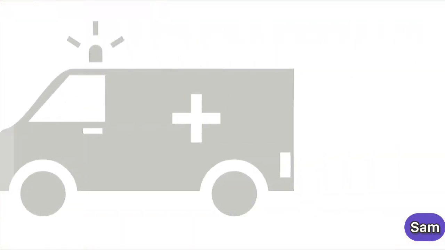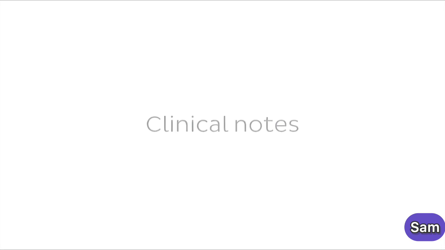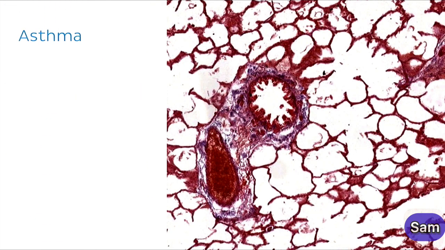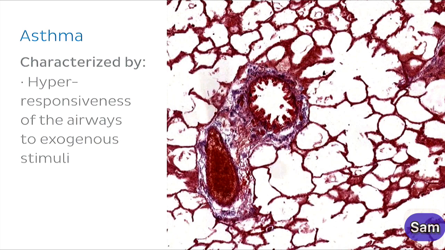We're almost done. I just want to take you through some clinical notes. And as we mentioned at the top of the tutorial, we were going to talk about a very common disease associated with the lungs, and that is asthma. So asthma is a disease characterized by hyperresponsiveness of the airways to exogenous stimuli. So what does that mean?